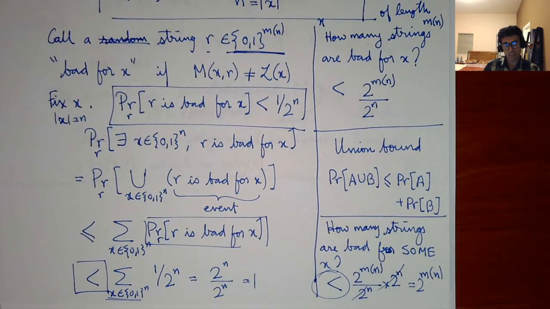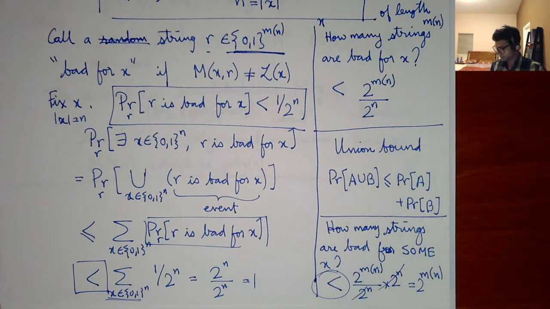Therefore, there must exist a string of length mn which is good for all x. And the probabilistic argument is identical to this. And the 2 to the power of m of n divided by 2 to the power of n, we can multiply that by 2 to the power of n, because that would be the worst case scenario where all of them happen to be different.